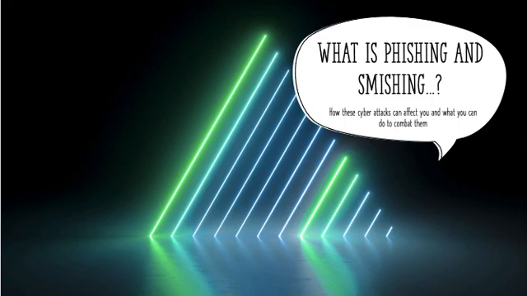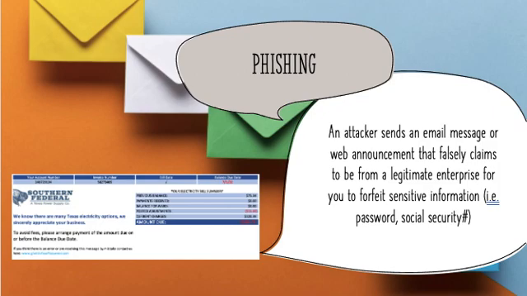Today I'm going to educate you on phishing and smishing, how these cyber attacks can affect you, and what you can do to combat them. Phishing is one of the most common forms of social engineering. It's when an attacker sends an email message or web announcement that falsely claims to be from a legitimate enterprise for the purpose of you forfeiting sensitive information to them, such as your passwords or social security number.